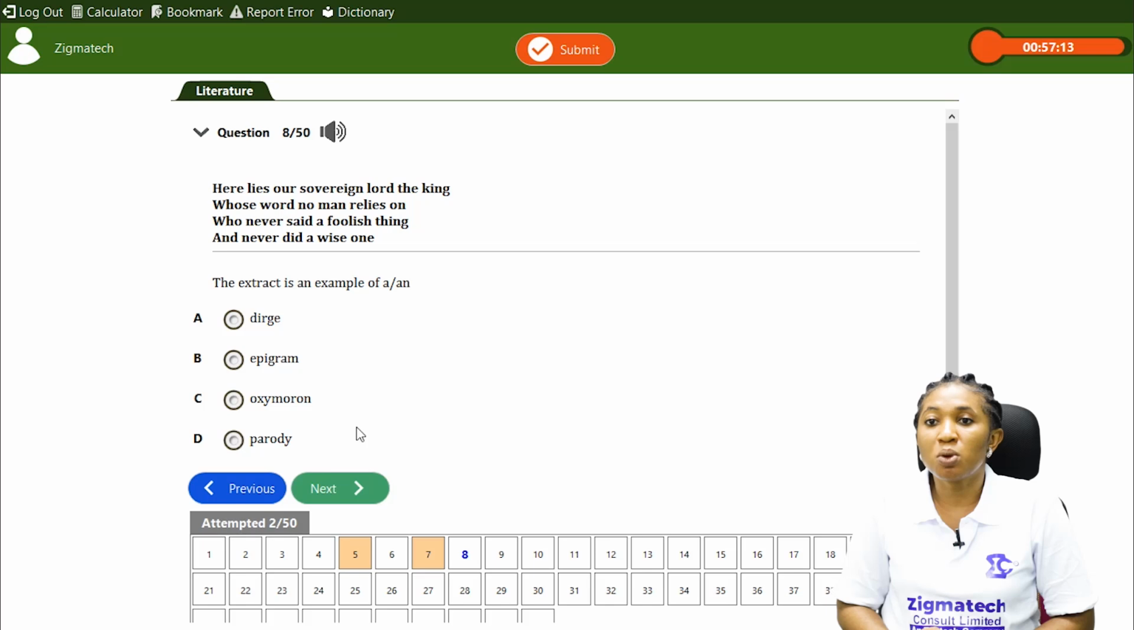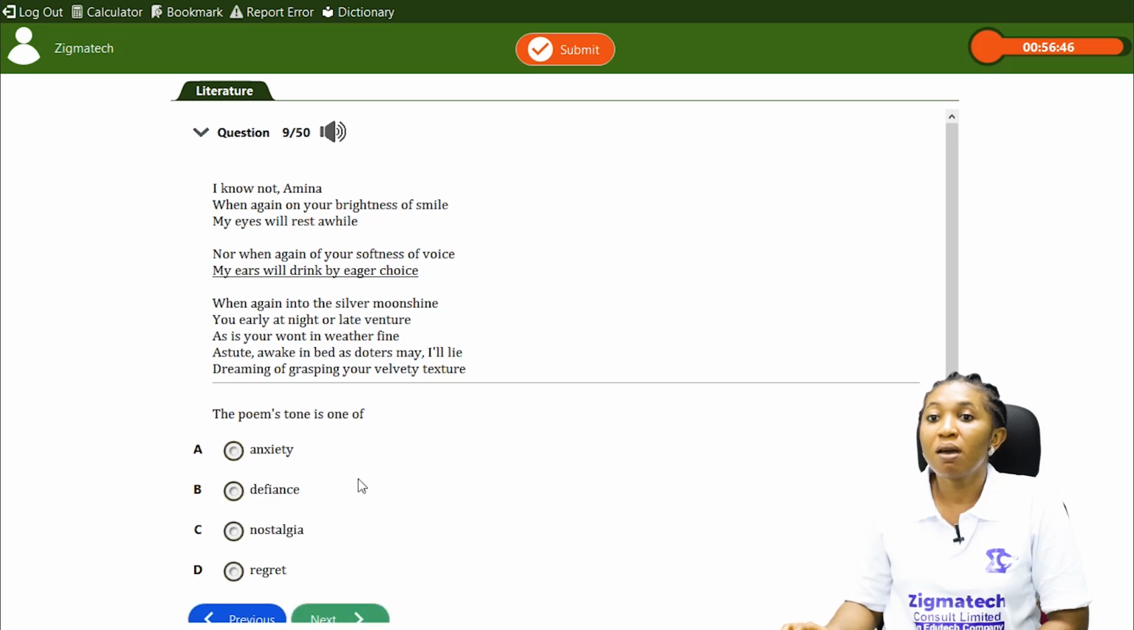Okay, now let's look at this one. Here lies our sovereign Lord the King, whose word no man relies on, who never said a foolish thing and never did a wise one. Okay, this is an example of an epigram. We have not discussed epigram, but this is an example of an epigram. An epigram is also a short, witty poem.